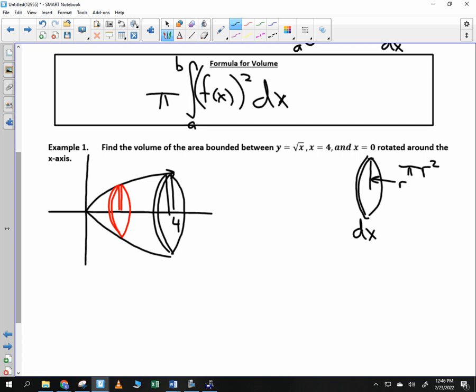What determines my distance from the x-axis to the function? Just the function. So for example, if I was at an x value of 2 right here, then the height would be the square root of 2. If I chose an x value of 3 here, then the height would be the square root of 3. We just take the x value and plug it into the function that gives us our height or our radius. So the radius is equal to the square root of x.